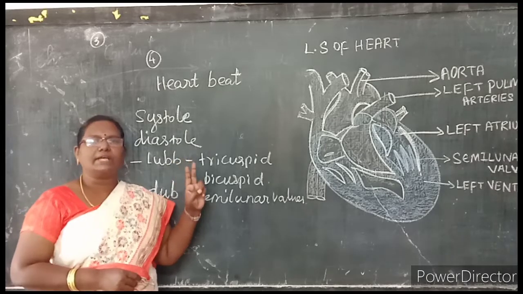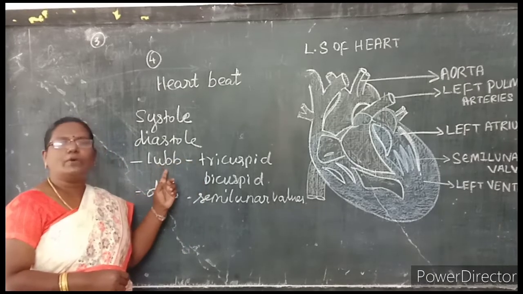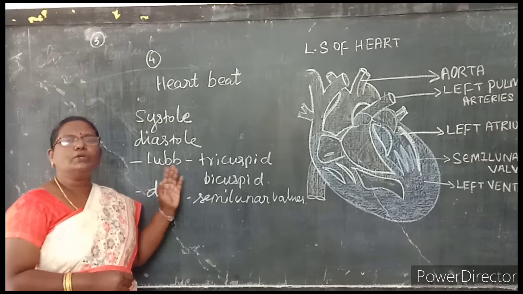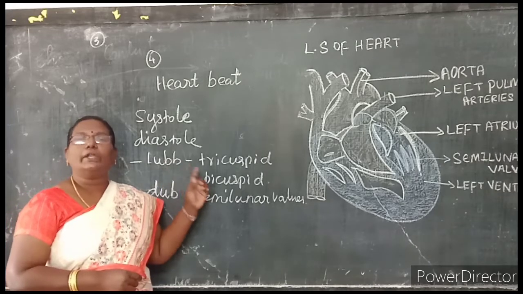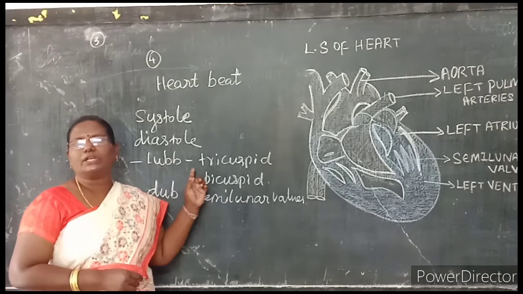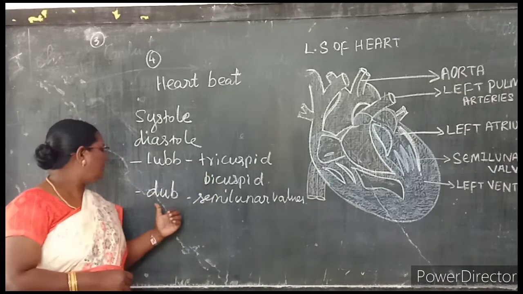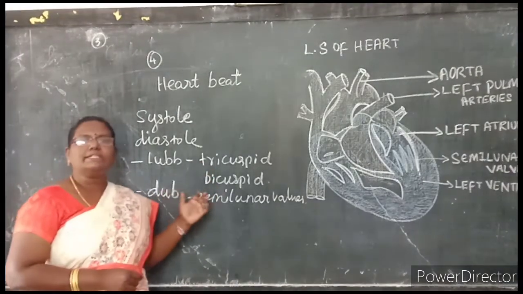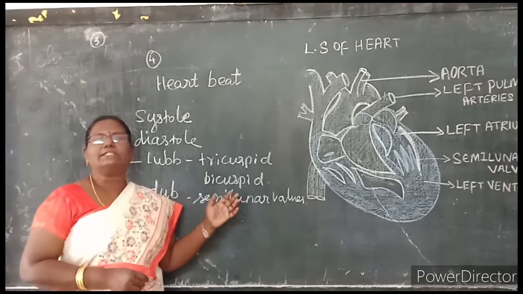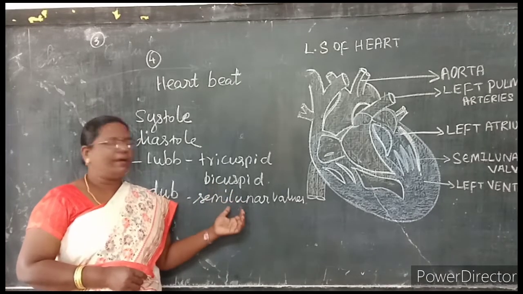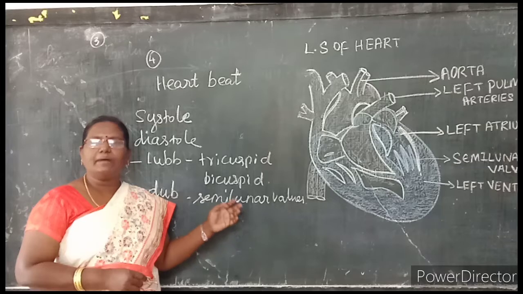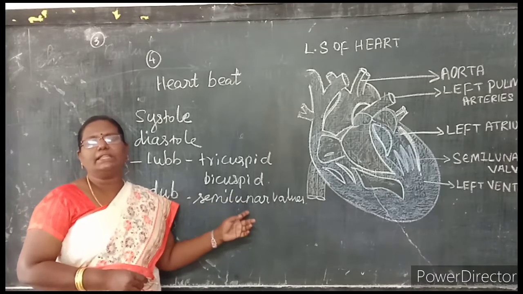There are two sounds here. The first sound is a lub sound. It is due to the closure of the auriculoventricular valve, that is the closure of the tricuspid and the bicuspid valve. The second sound is a dub sound. It is due to the closure of the semilunar valve, that is the valve present in the pulmonary artery as well as in the aorta.